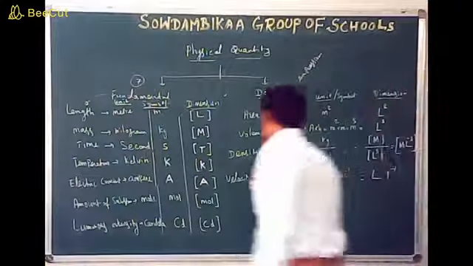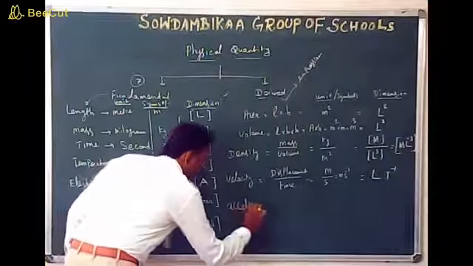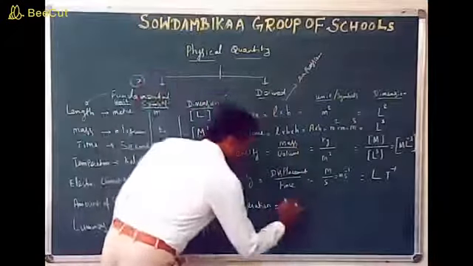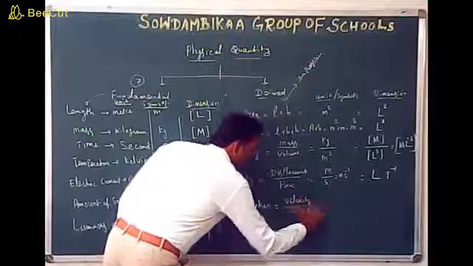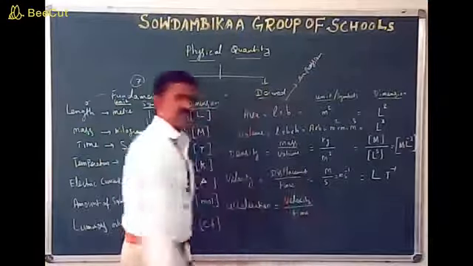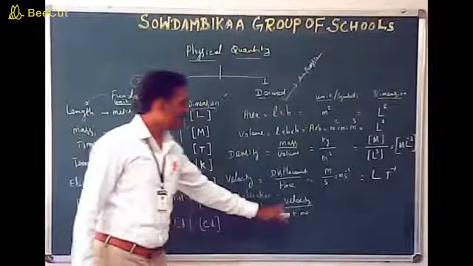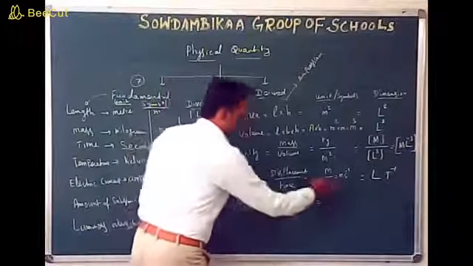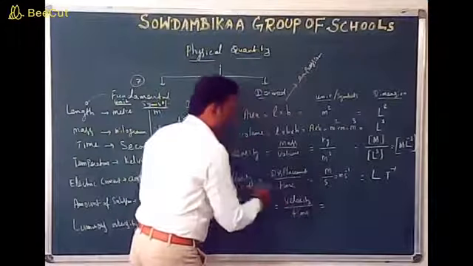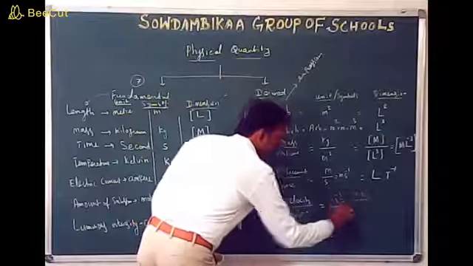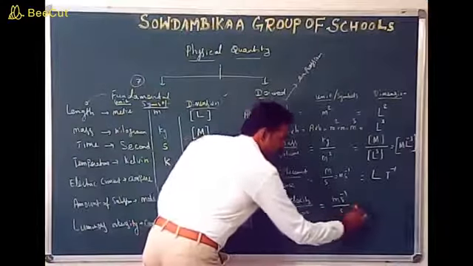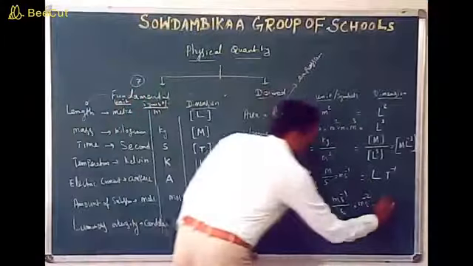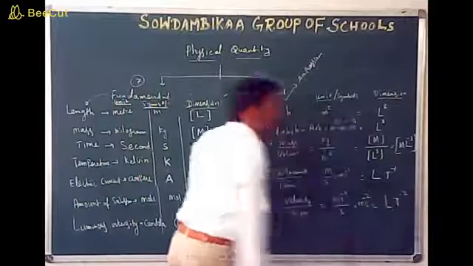Then acceleration. Acceleration is equal to velocity divided by time taken, because the definition is the rate of change of velocity. Rate of change of velocity is called acceleration. The unit for velocity is meter second power minus 1, divided by second. So the compound unit is meter second power minus 2. So the dimensional formula for acceleration is L T power minus 2.